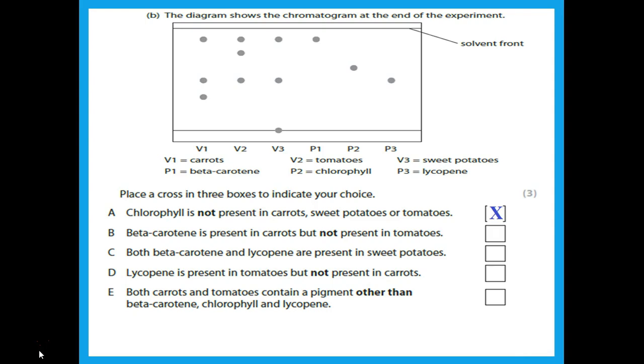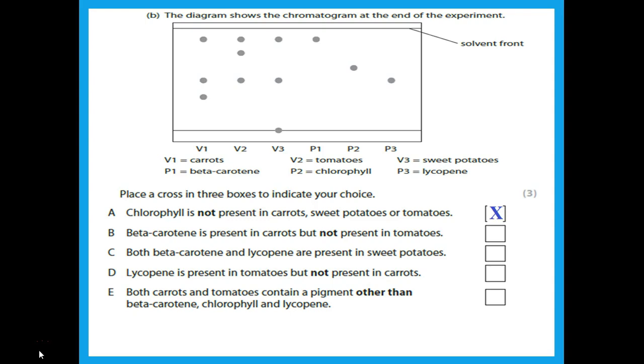Okay, what about B? B says beta-carotene is present in carrots, but not present in tomatoes. Which one is beta-carotene? Beta-carotene is P1. So we're looking at P1. And he's saying that P1 is present in carrots, which is V1, but not in tomatoes, which is V2. But that's not correct, because P1 has a spot the same height as a spot in V1 and a spot in V2. So that statement is not correct.